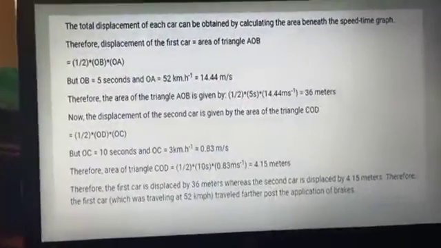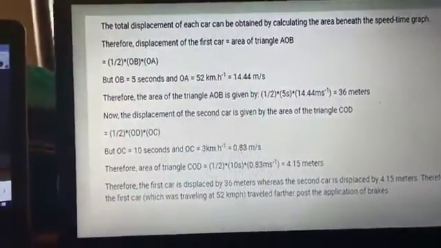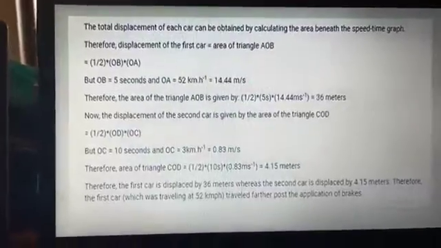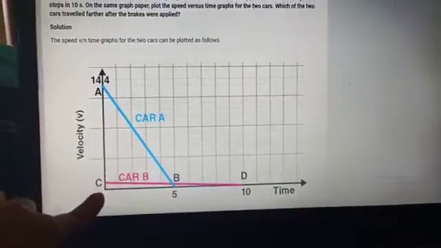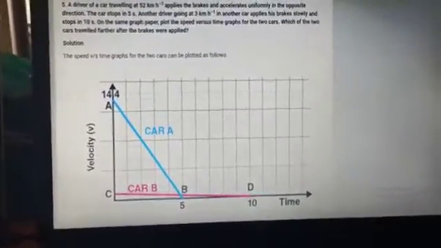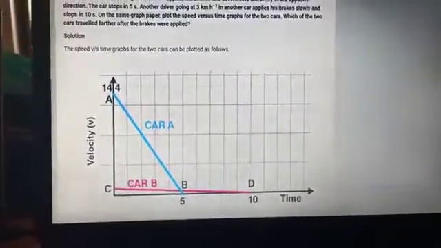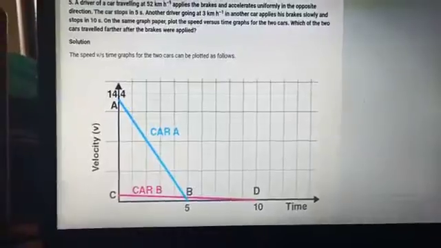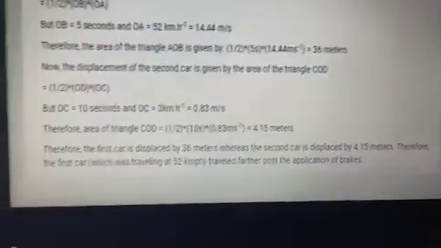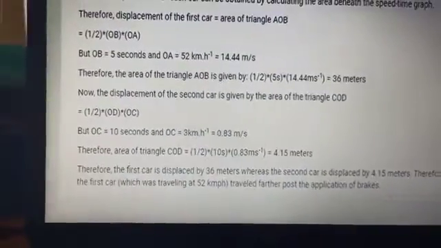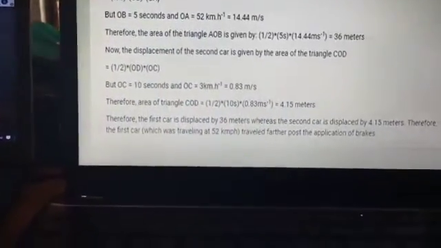So total displacement of each car will be found by finding the area under the graph. So displacement of the first car will be equal to the area of triangle AOB. Please make note, AOB, O is the origin here. So area of triangle is half into base into height. So half into, the base is 5 and height is 52. So half into OB into OA, which is 14.44 meters per second. So the area of the triangle is given by 36 meters.